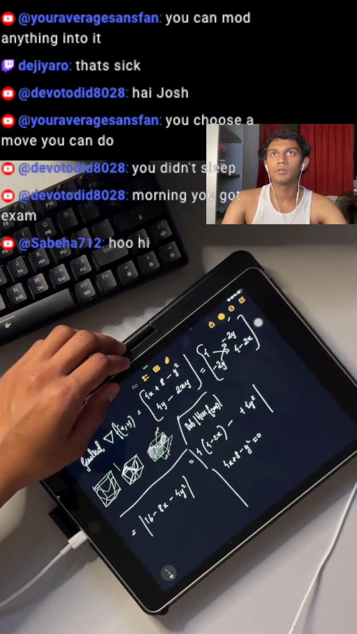Saddle points, but what are these? Stationary points. Stationary points.